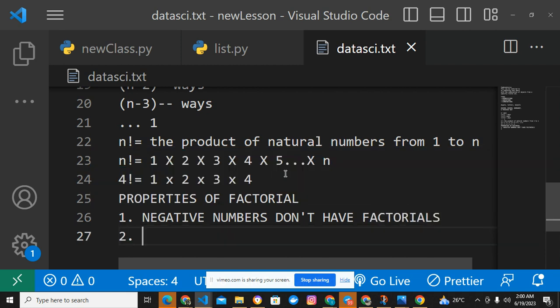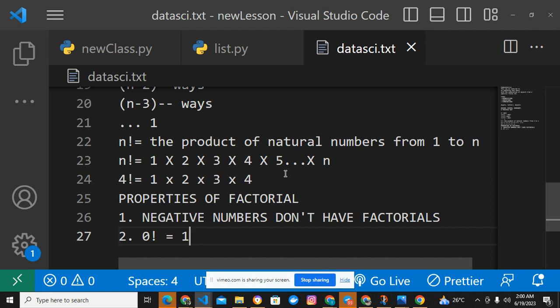Always remember that zero factorial equals what? One. Always remember that. Another property is a shortcut to factorial.